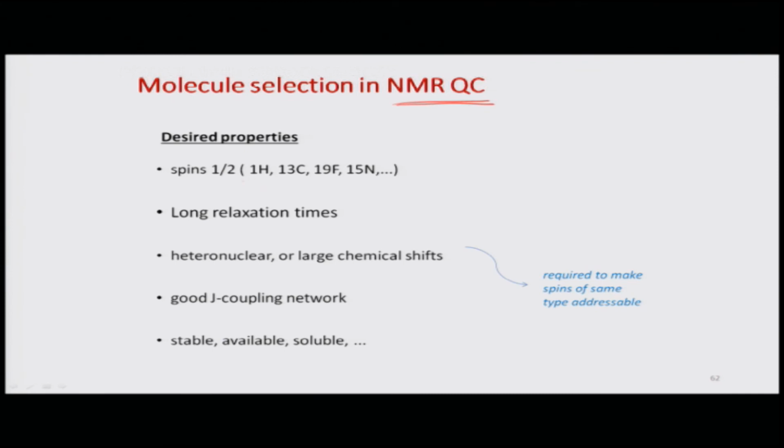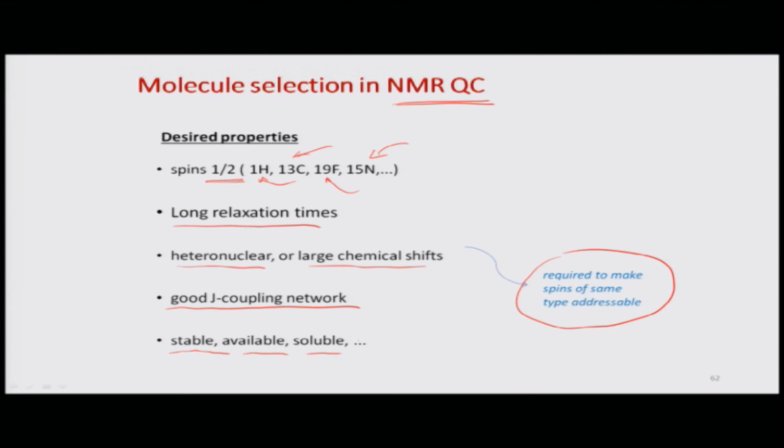Desired properties, for the case of spin half systems, are, for example, proton, carbon 13, fluorine 19, nitrogen 15. They need to have long relaxation times. It could be useful to get heteronuclear or large chemical systems, so that you can make spins of the same type addressable. You need to have a good J coupling network, so that you can actually work with them, and you want them to be stable, available and soluble in the system that you are looking at.